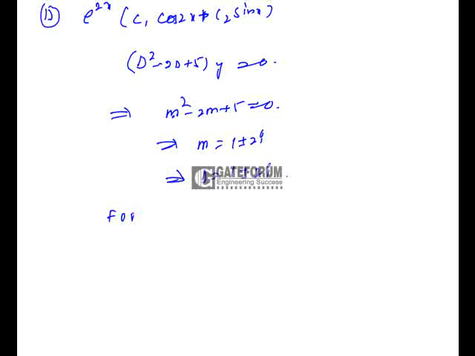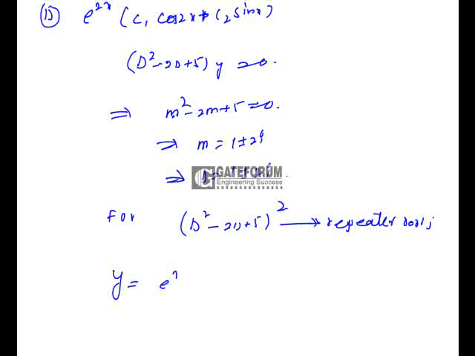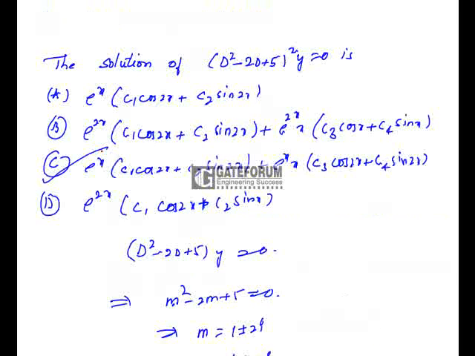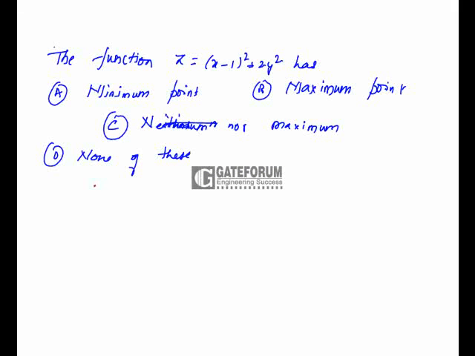Now for the given differential, that is D square minus 2D plus 5 whole square, there will be obviously repeated roots. Hence the solution will be y is equals to e power x into c1 cos 2x plus c2 sin 2x plus x into e power x of c3 cos 2x plus c4 sin 2x, which is nothing but option C.